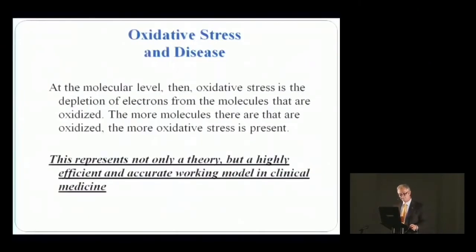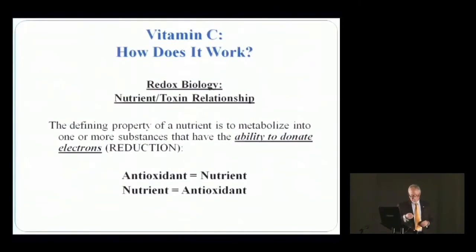So, very important concepts to leave this little talk with. The nutrient-toxin relationship. The defining property of a nutrient is its ability to metabolize into and eventually break down into a substance that has the ability to donate electrons. That's all a good nutrient is. And that's called an antioxidant. Antioxidant is the final common effect of a nutrient.